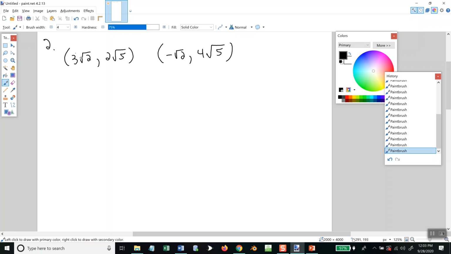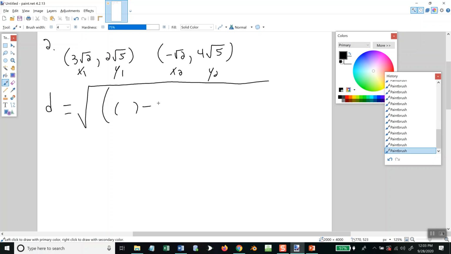Okay, same instructions. Find the distance. This is my first point, so I'll label that as x1, y1. This is my second point, so I'll label that as x2, y2. And again, if you mess up on signs, it's a good idea to go through and replace those variables with sets of parentheses. You can use a lot fewer parentheses if you don't mess up on signs.